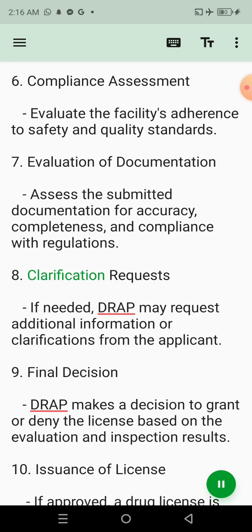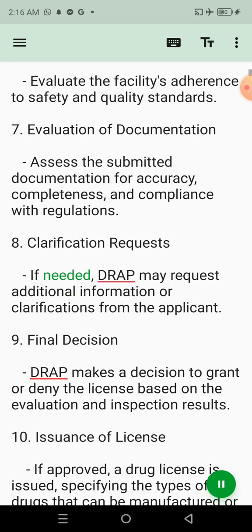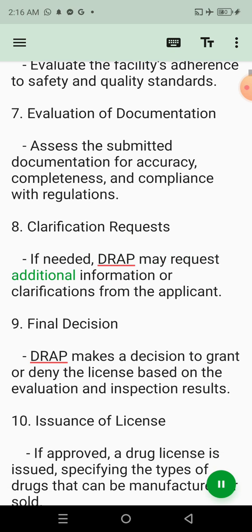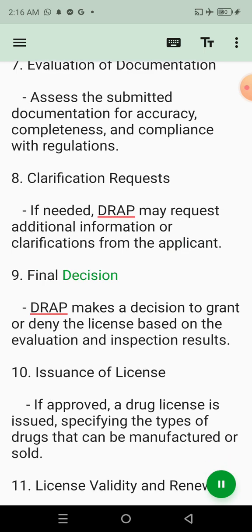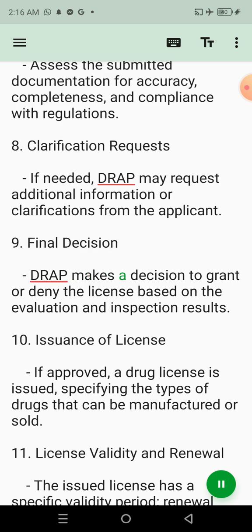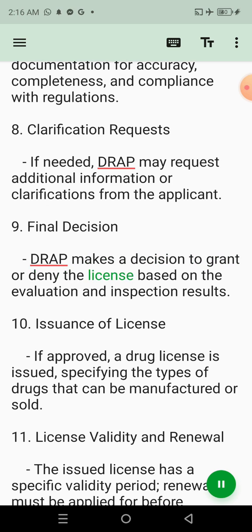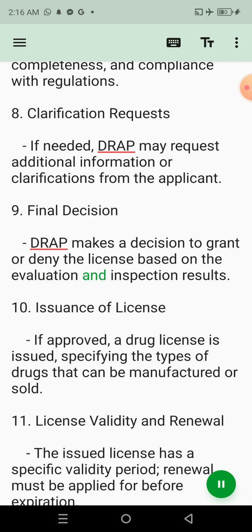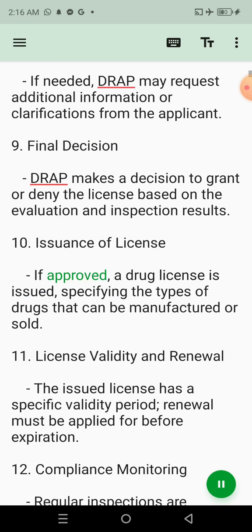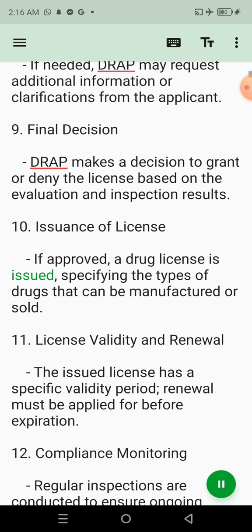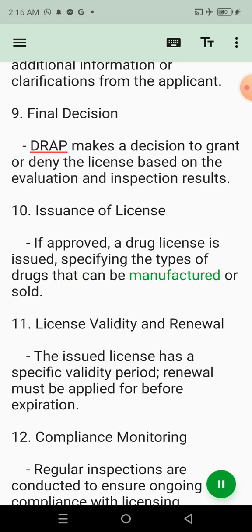8. Clarification requests. If needed, DRAP may request additional information or clarifications from the applicant. 9. Final decision. DRAP makes a decision to grant or deny the license based on the evaluation and inspection results. 10. Issuance of license. If approved, a drug license is issued, specifying the types of drugs that can be manufactured or sold.